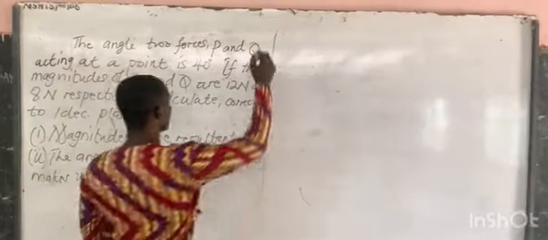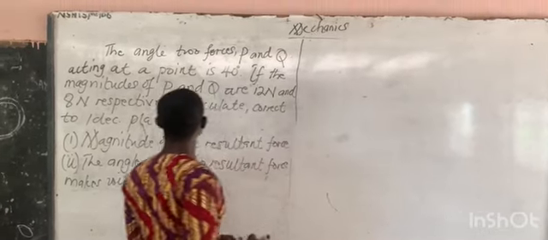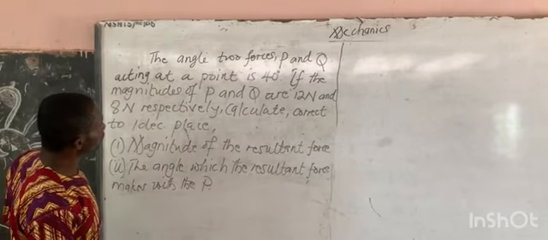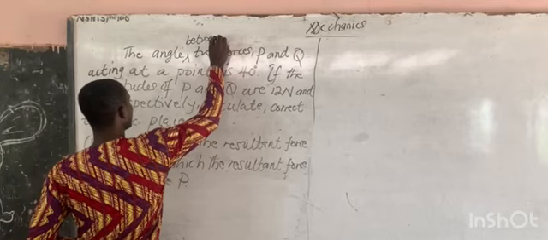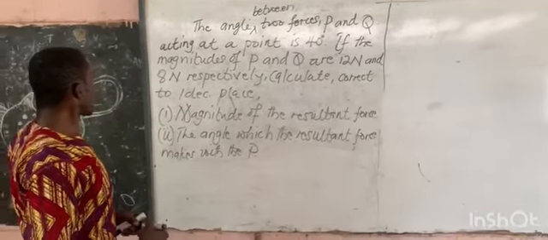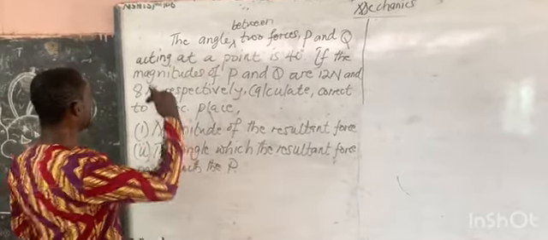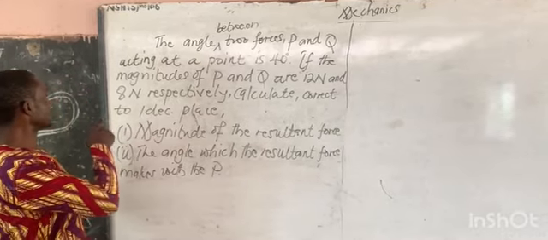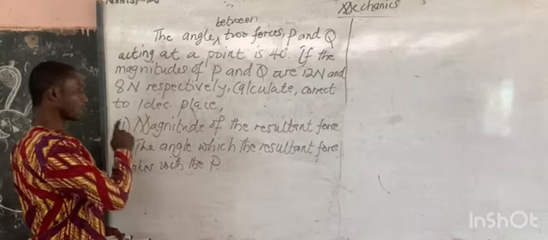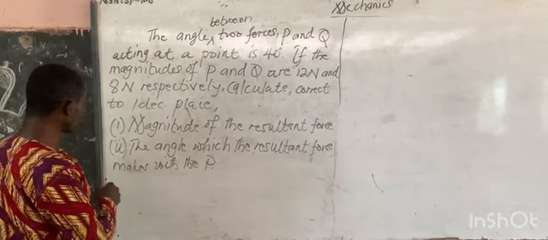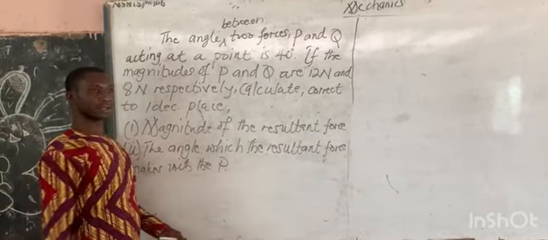That's a mechanics question. It says the angle between two forces P and Q, acting at a point, is 40 degrees. If the magnitudes of P and Q are 12 newtons and 8 newtons respectively, calculate, correct to 1 decimal place: (i) the magnitude of the resultant force, (ii) the angle which the resultant force makes with P, that is the force P.